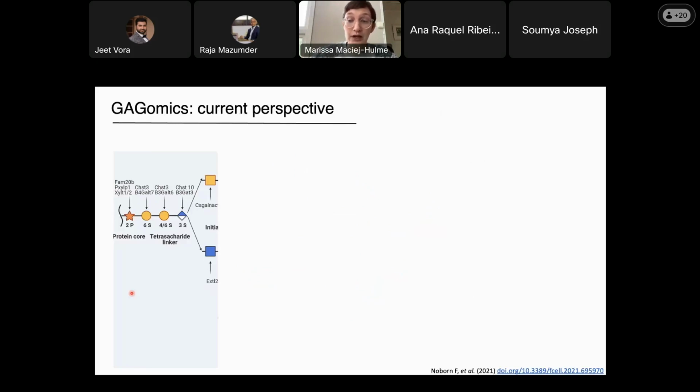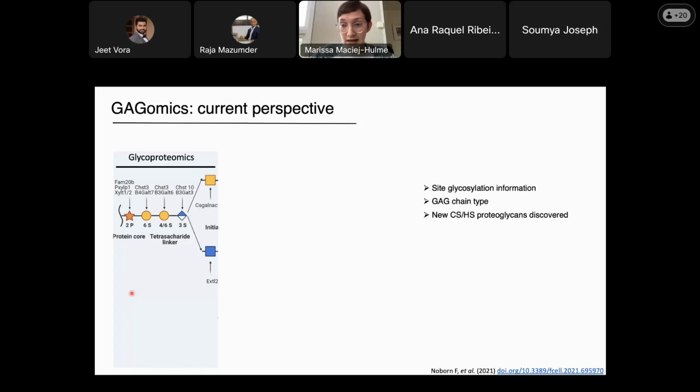Glycoproteomics has been helpful here, detailing the site of specific glycosylation of GAGs, characterizing which chain is CS, DS, or HS, and has resulted in the discovery of new proteoglycans, largely led by Noborn and colleagues. As you can see here, in a review that they published 2 years ago, they've actually found many new HS and CS proteoglycans using a glycoproteomic method.